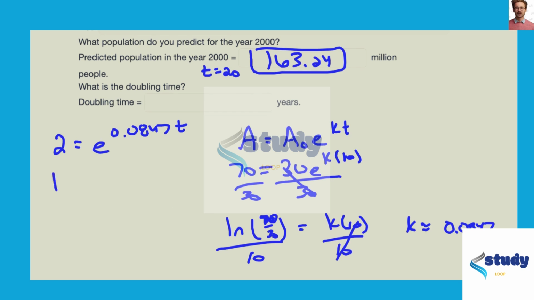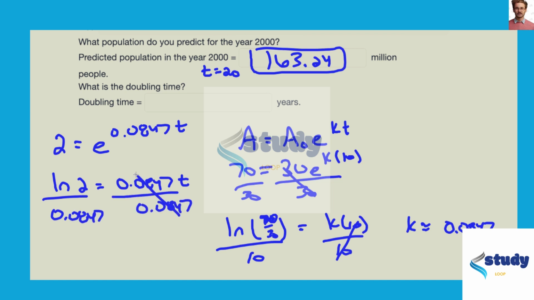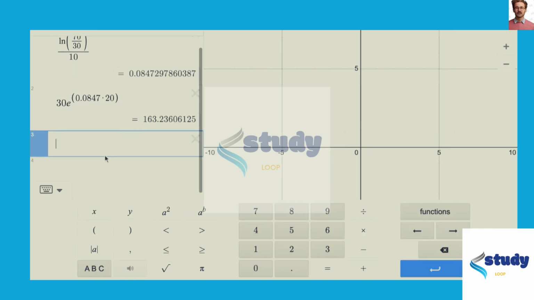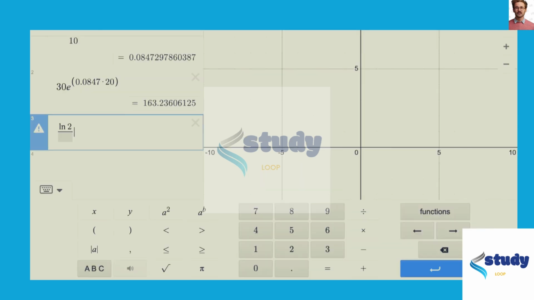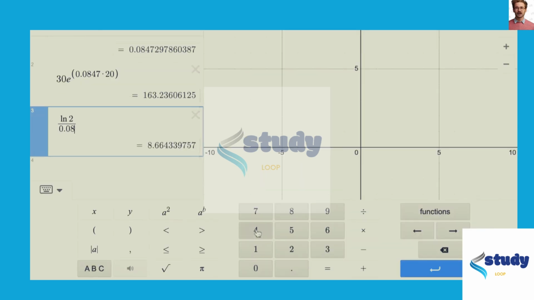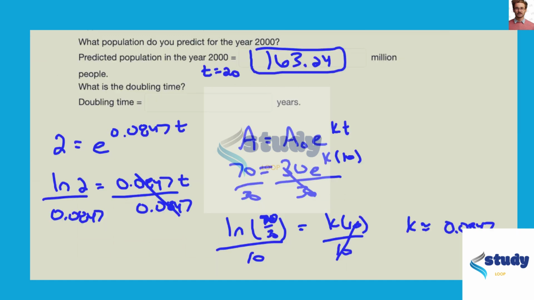And we would take the natural log of both sides and then divide by 0.0847. So the natural log of 2 divided by, not the natural log, but just 0.0847. And we get about 8.18 years to double.